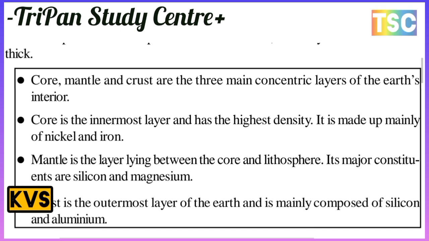The core, mantle and crust are the three main concentric layers of the Earth's interior. The core is the innermost layer and has the highest density. It is made up mainly of nickel and iron. The mantle is the layer lying between the core and the lithosphere. Its major constituents are silicon and magnesium. The crust is the outermost layer of the Earth and is composed mainly of silica and aluminium.